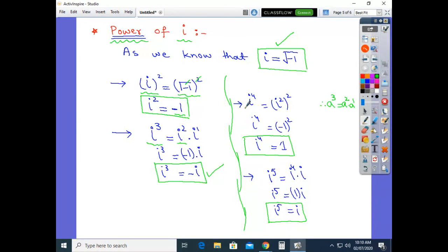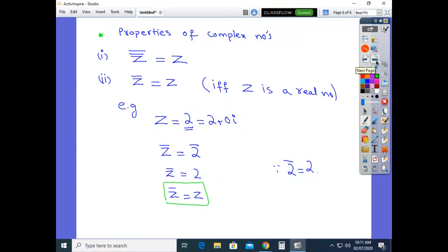Similarly, if we take the power 4 on iota, we have iota square, squared. Iota square squared becomes iota 4. What is iota square? Iota square is negative 1. Now we replace iota square with negative 1. Taking the square of negative 1, we get positive 1. That is, iota 4 is equal to positive 1. Similarly, iota 5, iota 6, and you can resolve so many powers of iota. Clear? Is it clear to everyone?